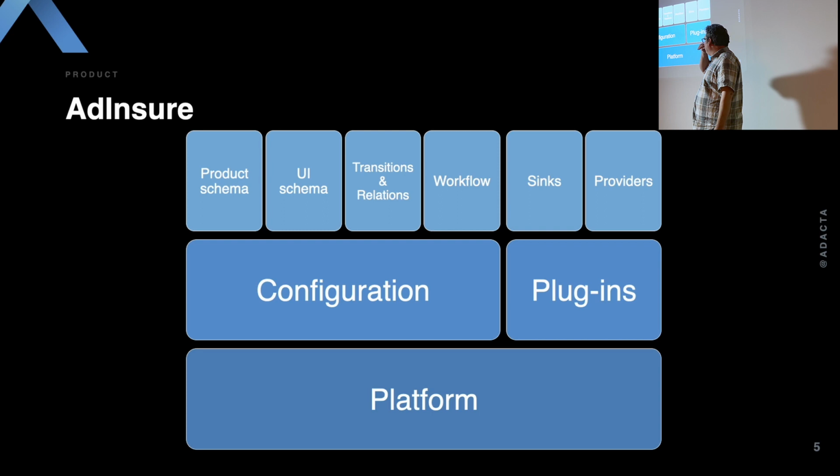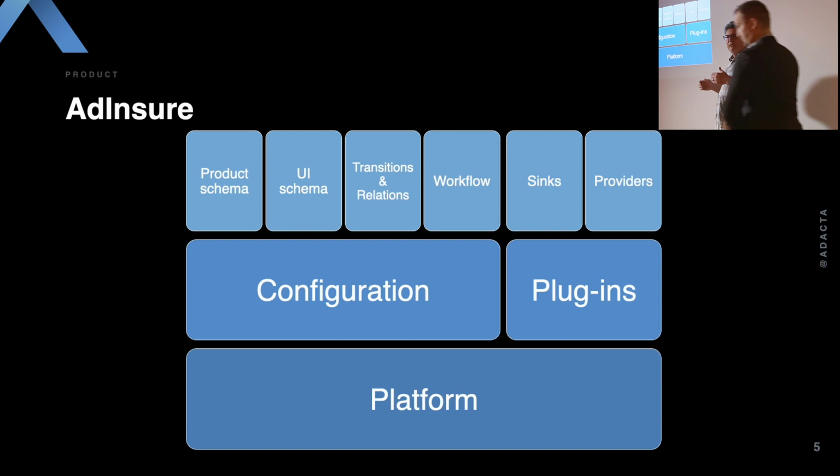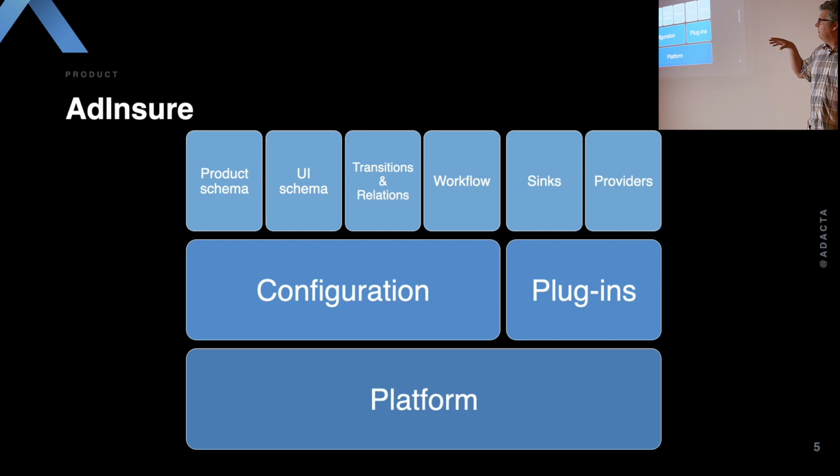So in configuration, you define what your insurance product is, the UI schema, how it looks like. There are some transitions, how this document progresses when you, say, want to report some claim and how this gets handled and who has to authorize stuff. So this whole workflow is configured. And plugins are more related to sinks and providers. So sinks are places where data goes to be stored or transferred somewhere else, and providers are where data comes from. So these are points of integration with other systems.